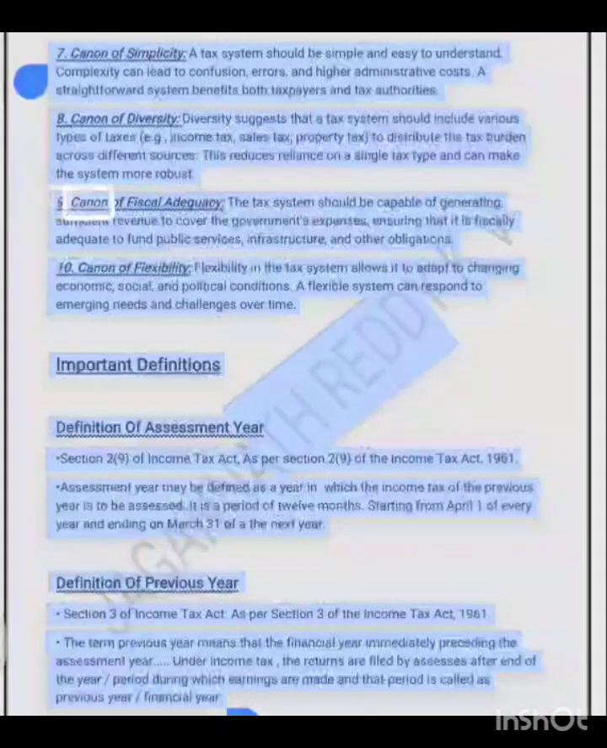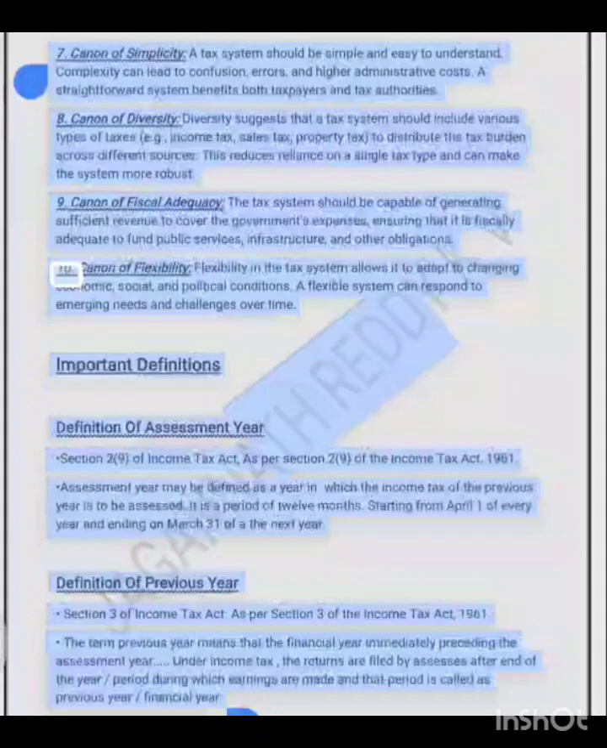9. Canon of fiscal adequacy. The tax system should be capable of generating sufficient revenue to cover the government's expenses, ensuring that it is fiscally adequate to fund public services, infrastructure, and other obligations.